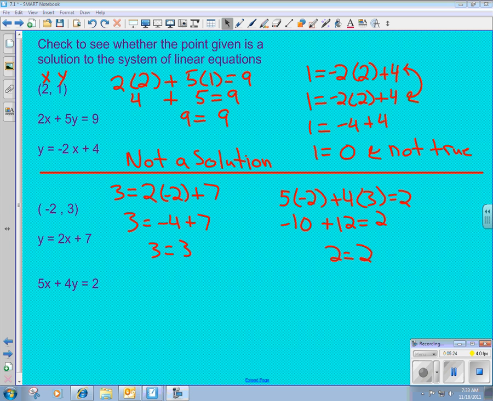All right, so you should have had a chance to do that. I got my work done here. I plugged in 3 for y and 2 for x. So this was our y value, that was our x value. I got 3 equals 2 times negative 2 plus 7. 3 equals negative 4 plus 7. And my final answer got 3 equals 3. That is true. And on the other equation, I plugged negative 2 in for x and 3 in for y, and got 5 times negative 2 plus 4 times 3 equals 2. So negative 10 plus 12 equals 2, and that, of course, is 2 equals 2. So this is a solution.